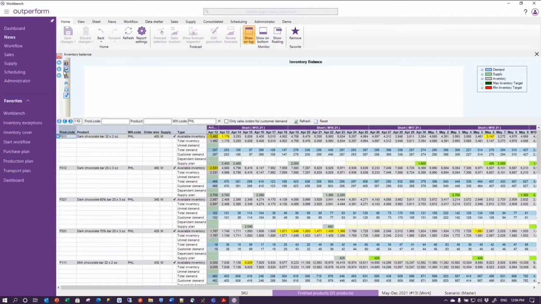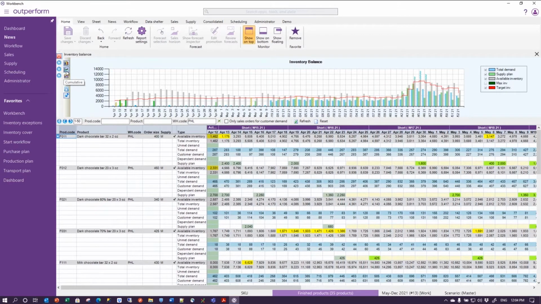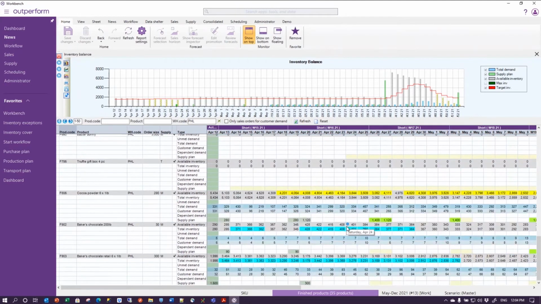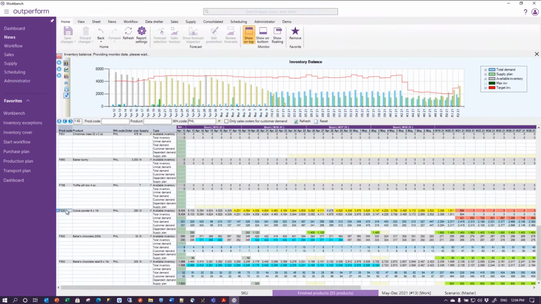Let's look at that graphically. We have the monitor for that. You can see here at the beginning of the horizon the inventory projected in a yellowish color. Over here, some more exceptions, and that all correlates with these moments in the workbench. Let's look at this one. You see a period where it dips under the target line, which is this yellow over here.